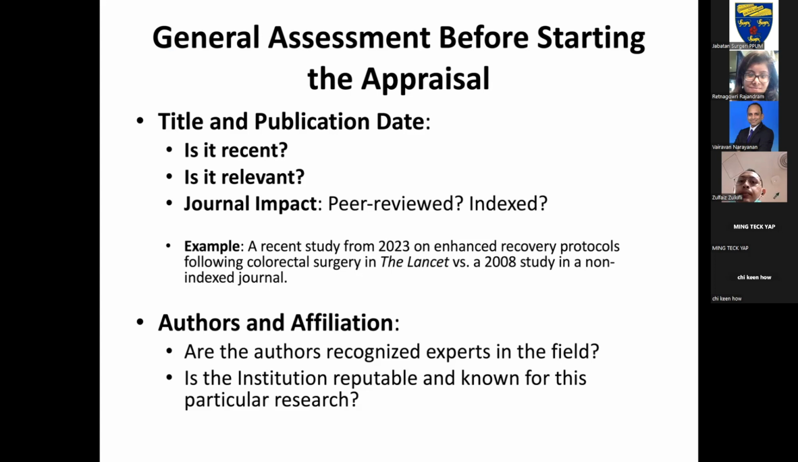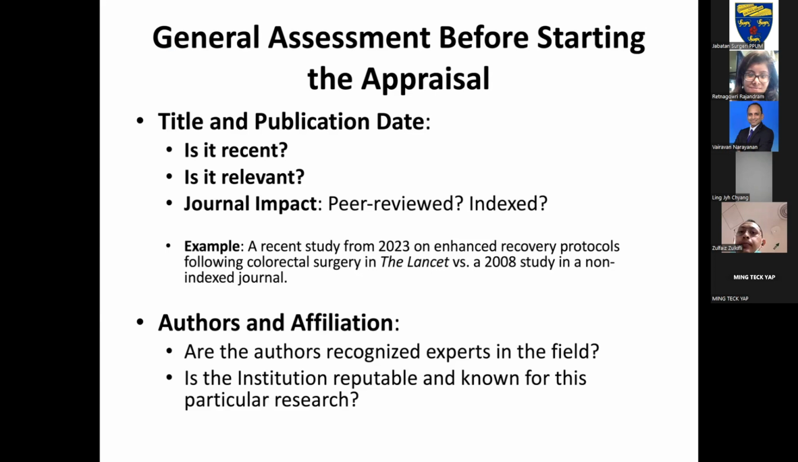Again, there's no point talking about old style open surgeries when a lot of abdominal surgeries have now moved to laparoscopy or robotics, etc. So maybe the relevancy is not there anymore. So these are the kind of things you have to look at in your general assessment. The title of the article, the publication date, the journal itself. And that's how you assess whether the article is of interest to you.